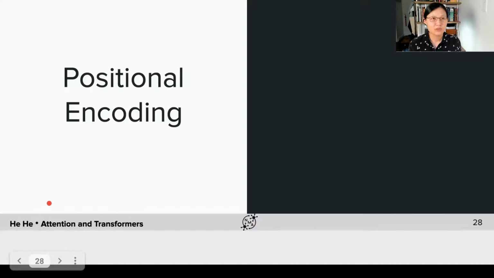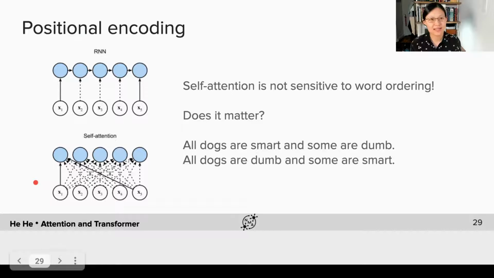In this section, we will look at positional encoding in transformer. As we mentioned in the last section, self-attention is not sensitive to word ordering, and it can be easily seen from this picture. In recurrent neural networks, we encode the sequence from left to right, so each hidden state here would know whether a word occurred recently or in the long past.